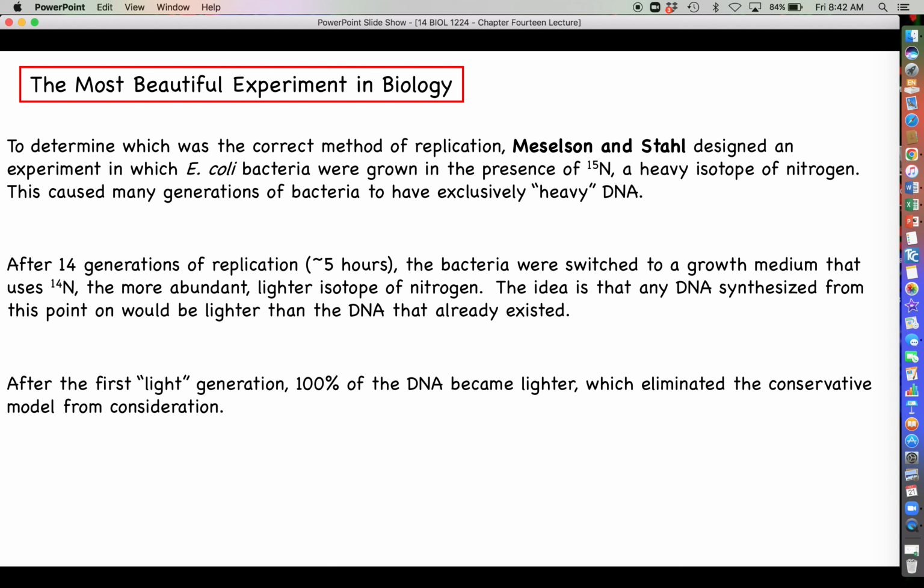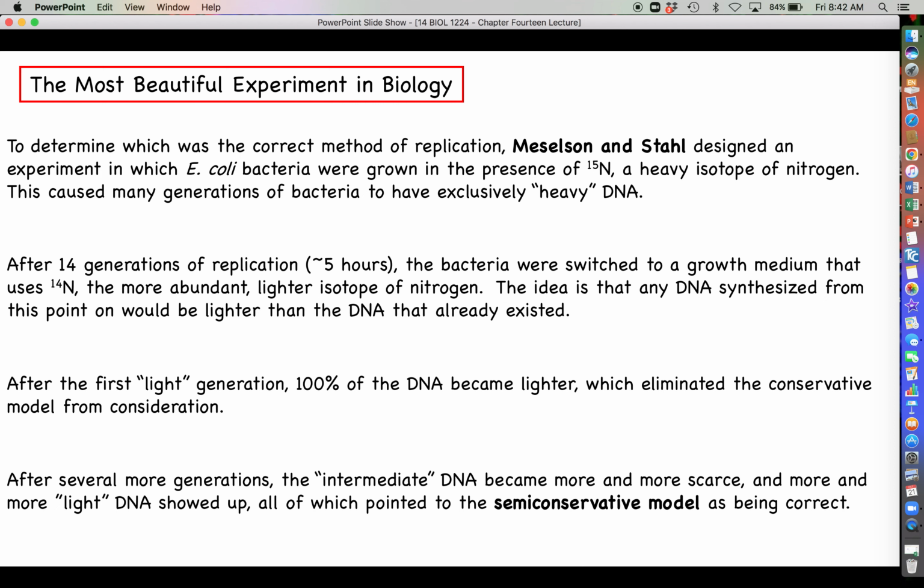So this, in essence, eliminated the conservative model from consideration, because if the conservative model was true, then there still should have been quite a lot of heavy DNA and maybe just a little bit of light DNA on top of that. But the fact that all of the DNA became lighter indicated that the correct model was either semi-conservative or dispersive.